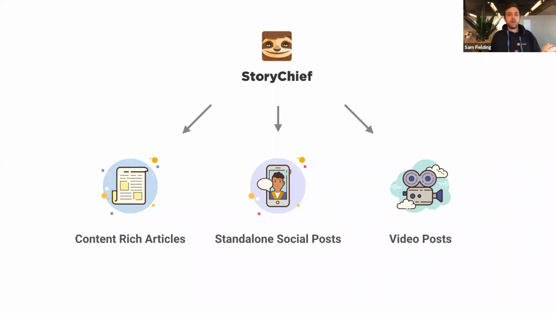So right now, you log into StoryChief, you have the option to create a story, correct? Well, no longer. Once this update comes out, there will be multiple different options. There'll be an option to still create a story, of course. There'll be an option to create standalone social posts, and there'll also be the option to create videos. Maybe we can take a quick moment to look at each of these.